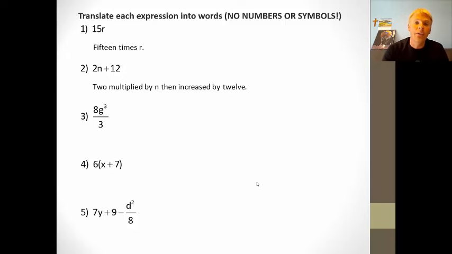Let's take a look at the second one. 2 multiplied by n, then increased by 12. I could also say the product of 2 and n plus 12. I could say the sum of 2n and 12. There's lots of different ways I could express this, and they'd all be correct. So we've done the first two together. Pause the video and try the next three on your own. Ready? Pause. Let's check out the answers for these three here.